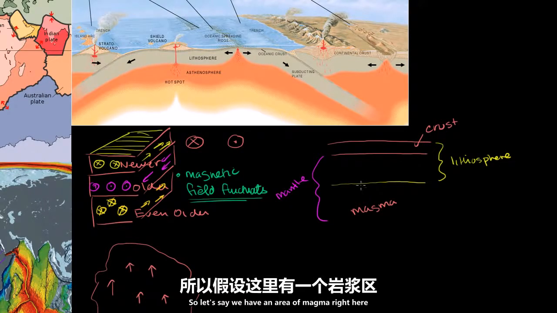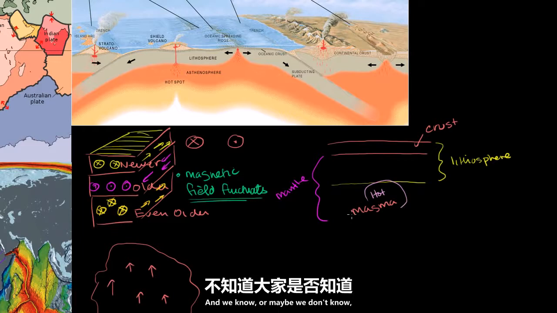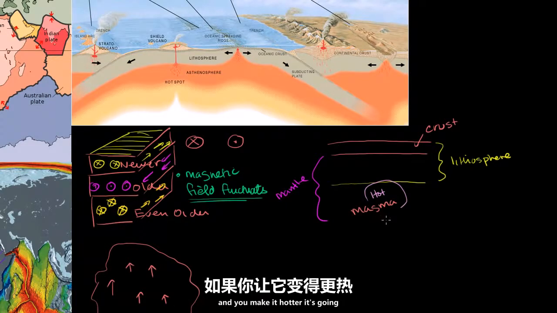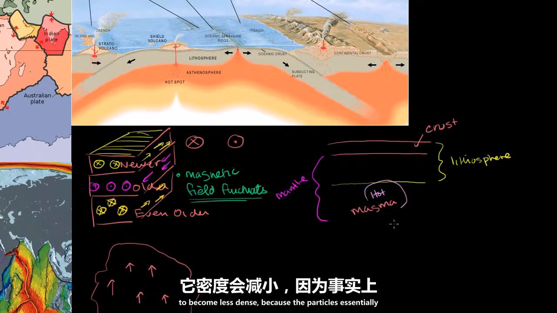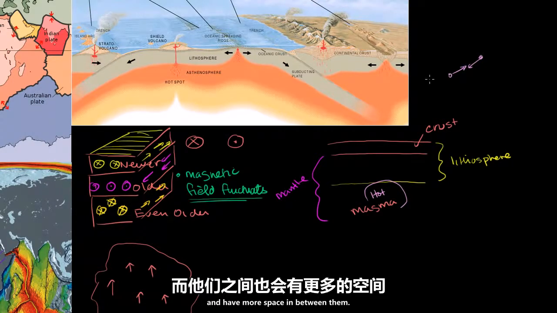So let's say we have an area of magma right here that is particularly hot. Let me draw it in another color. I'll do it in pink. So this is particularly hot magma here. And we know that if you take the same material and you make it hotter, it's going to become less dense, because the particles essentially are going to bump into each other with more kinetic energy and have more space in between them.